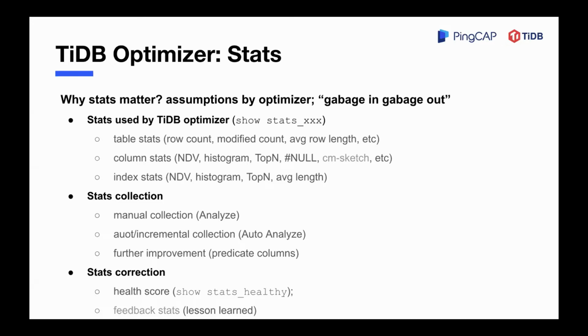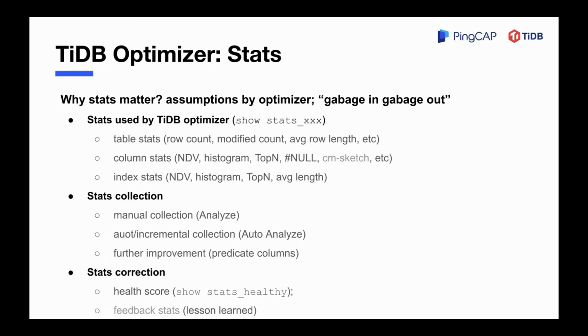For TiDB, we provide both manual collection of the stats and also auto collection of the stats. That's also important, because if you just do manual collection, after a certain time you have data changes, right? So your stats can be out of date. Then the optimizer may use stale or wrong stats to make decisions. That can be dangerous.